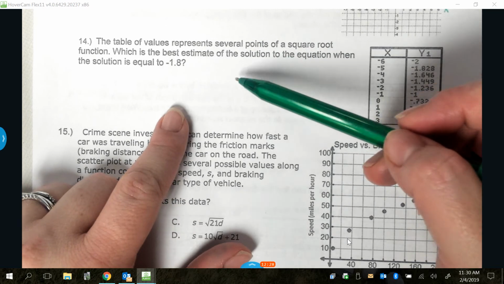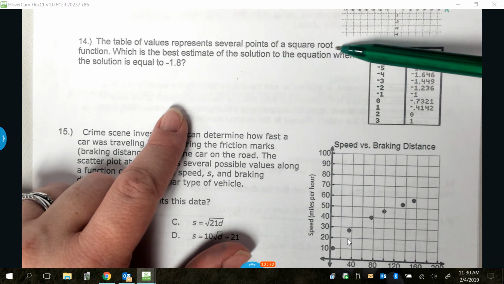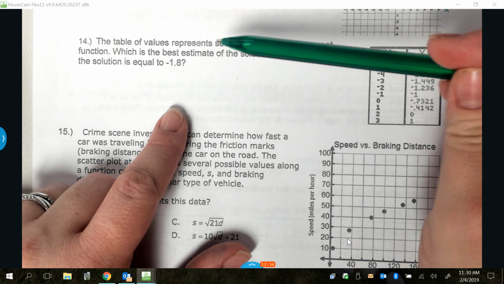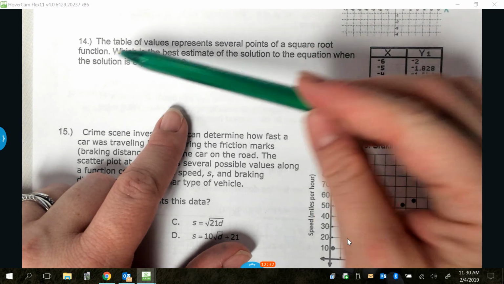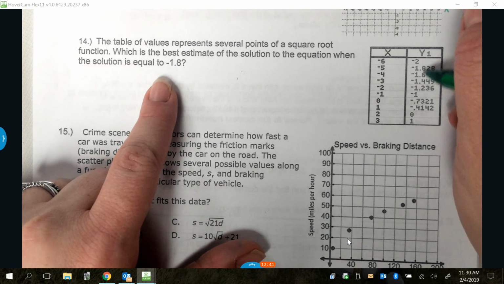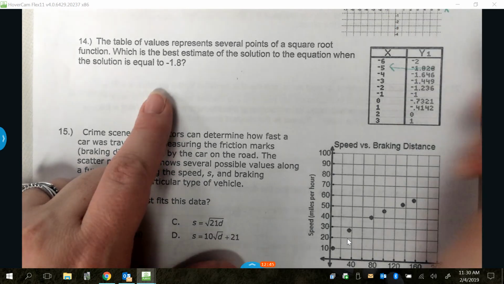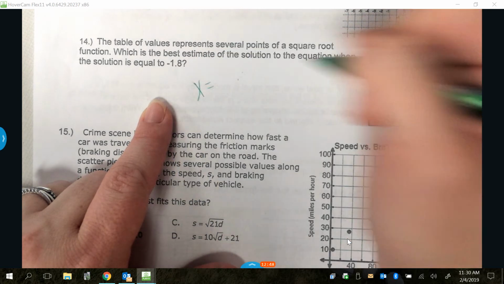I know this one is worded very poorly, but the table of values represents several points of a square root function. What is the best estimate of the solution to the equation when the solution is equal to -1.8? So which one of these is closest to -1.8? It's right here. So my answer is x equals -5.